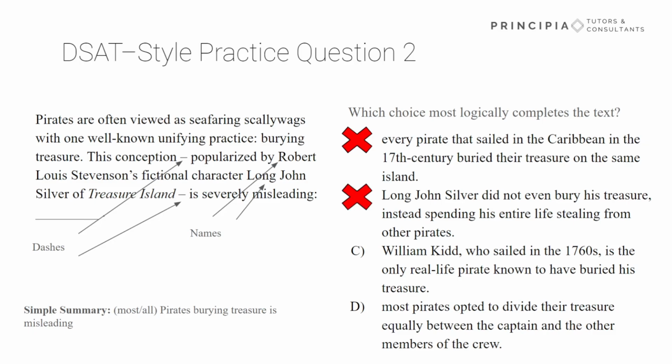Looking at C, it's giving us an example of the only pirate known to have buried their treasure. This would be an exception to the rule, so a very useful piece of information to support the author's claim. So C is looking really strong. C looking strong doesn't mean we just pick it immediately, though. We want to be able to eliminate D, then pick C confidently.